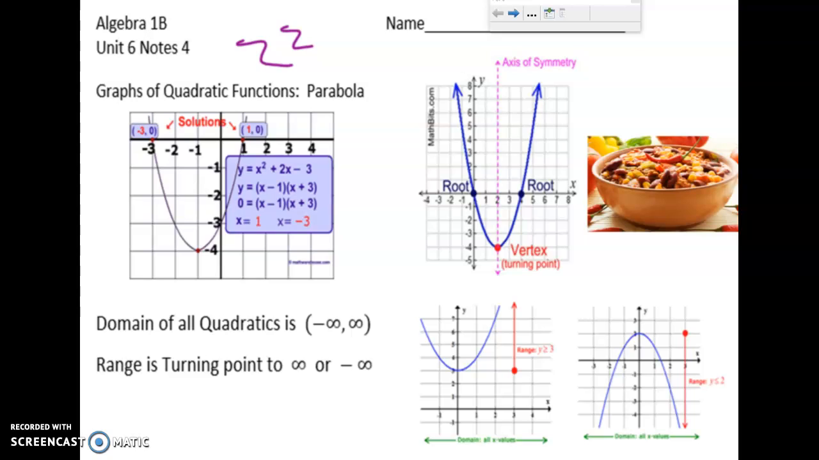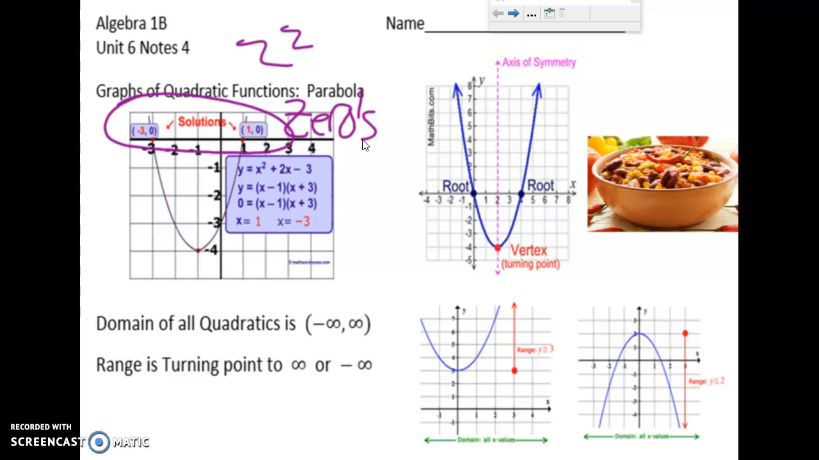Where the parabola crosses the x-axis, that's where you'll find the zeros, the x-intercepts. Those zero values are x-intercepts. It's where the parabola crosses the x-axis, and it gives you an x value for when the y value is 0. So there's kind of the common sense behind that.